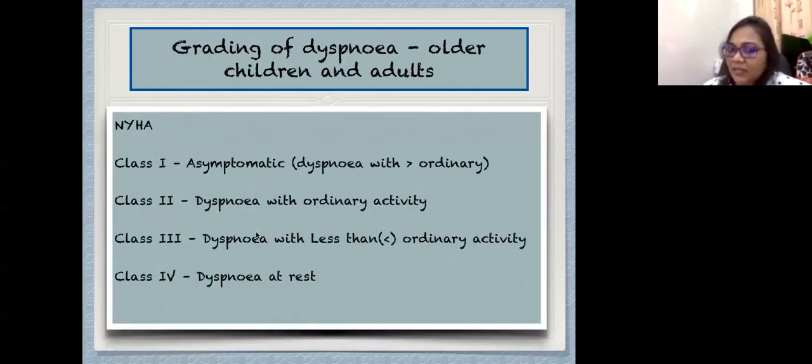Class 1 is asymptomatic, or someone gets symptomatic only with more than ordinary activity. Class 2 is developing dyspnea with ordinary activity. Class 3 with less than ordinary activity. Almost any activity causes dyspnea. And class 4 is dyspnea at rest. But you know that this is not applicable to newborns and infants.